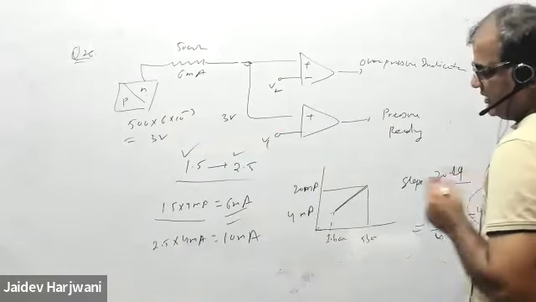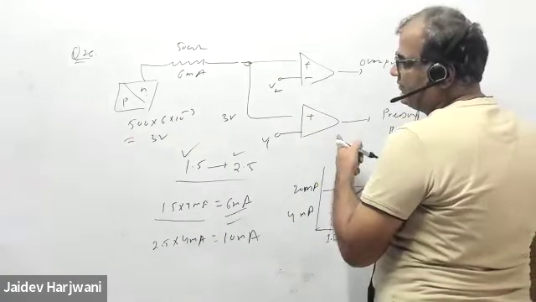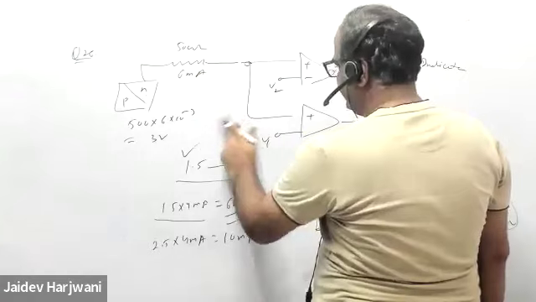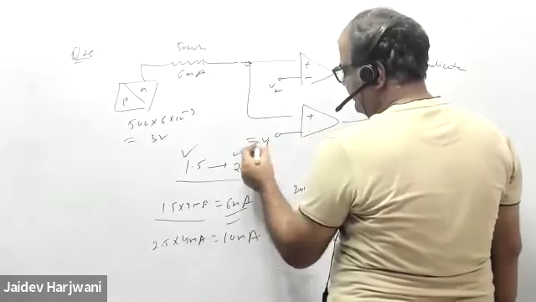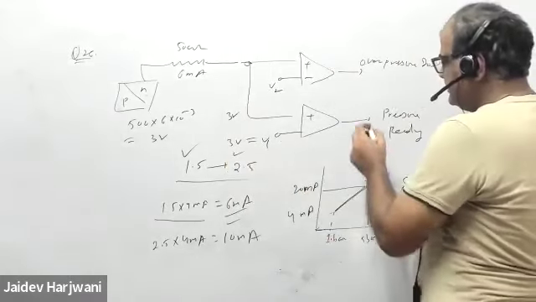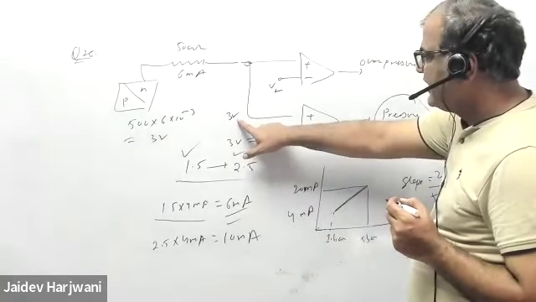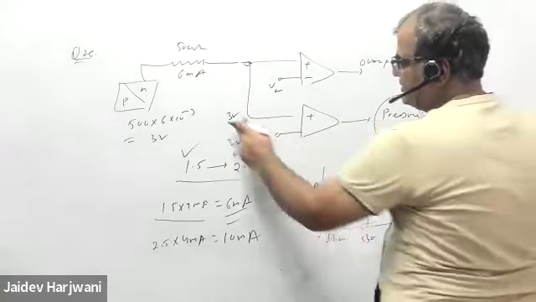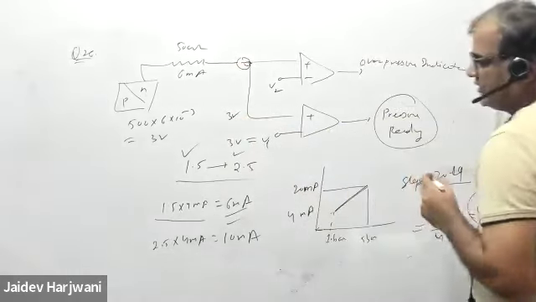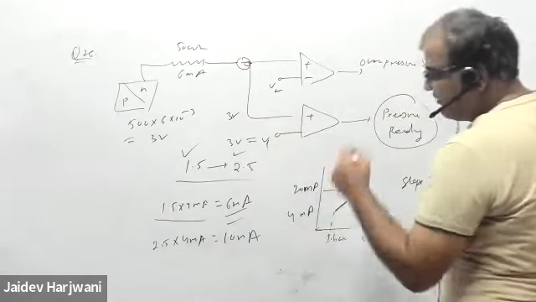So when this is indicated, it is ready. Whenever the current is 6 milliampere, this becomes 3 volt. This is V1. So if I put 3 volt here, this will say my pressure is ready. If this voltage is slightly greater than V1, then I will say that the pressure is ready. So I want to say at 1.5.